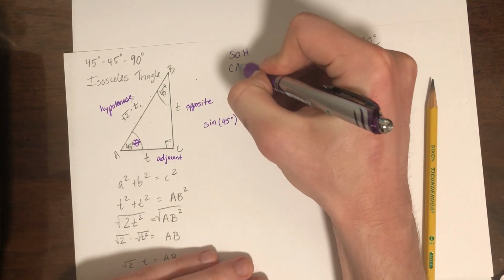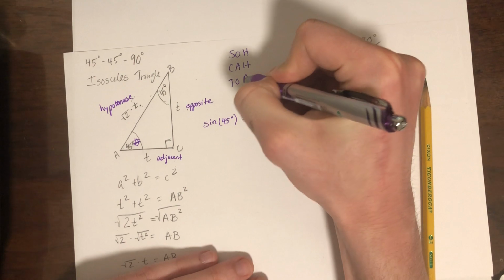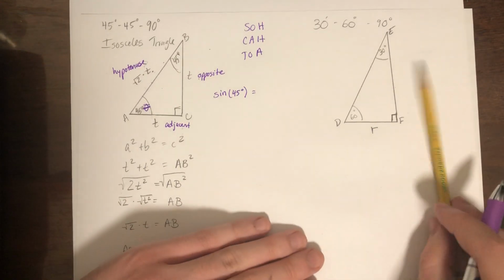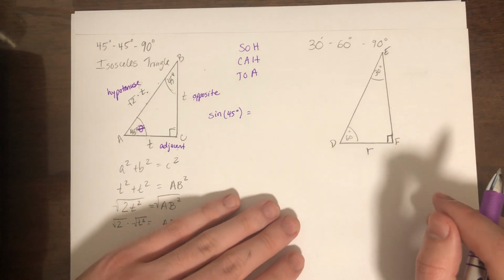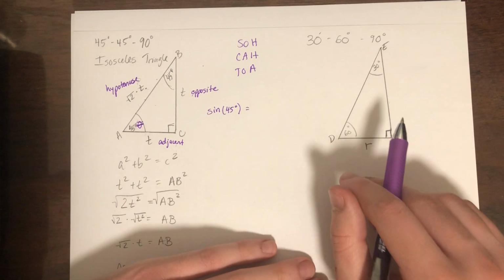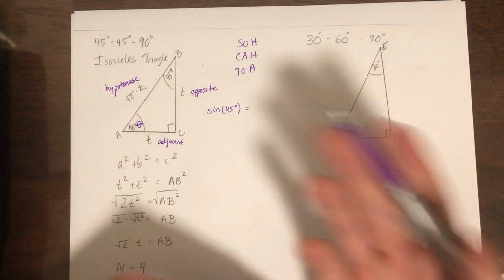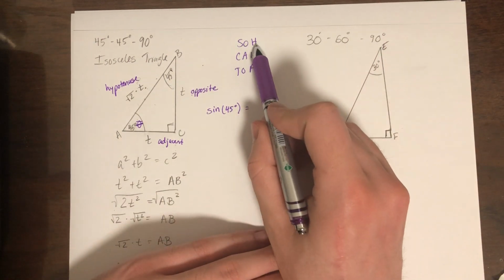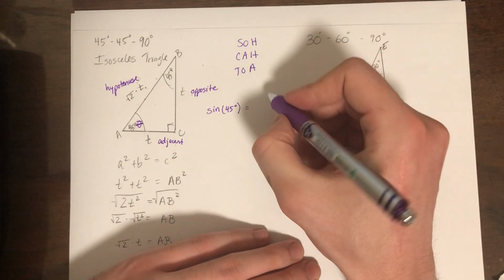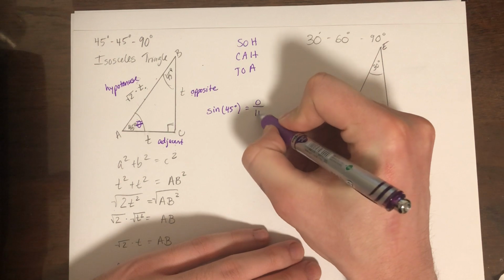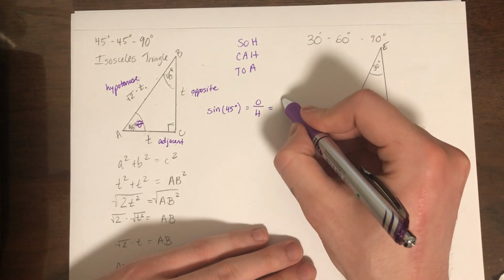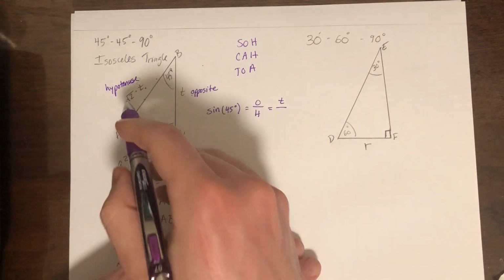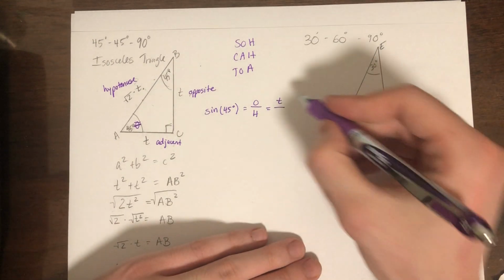So, SOHCAHTOA. You don't have to memorize it that way, but I think it's helpful to know. That's how some people memorize it. It's sort of ridiculous, it doesn't really mean anything. But opposite over hypotenuse is what relates to sine. So that fraction is going to be t in my numerator and radical 2 times t in my denominator.